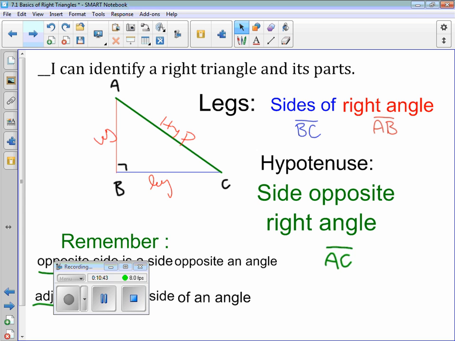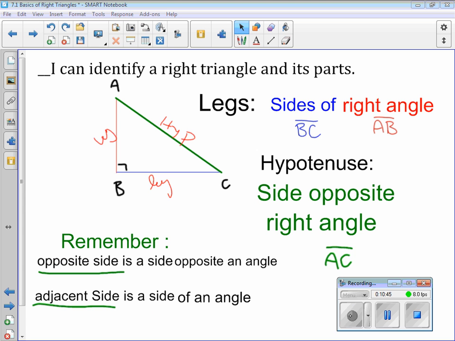All right, so let's take a look. Pretty easy stuff. I can identify the right triangle and its parts. This is all refresher, so I'm just going to leave the slide up. You can put it on pause and copy these into your notes if you need it. The legs are the sides that wrap the angle. They're the adjacent sides to the 90. The hypotenuse is the opposite side of the 90, of the right angle, okay? All right, very good. Let's go ahead and move on.